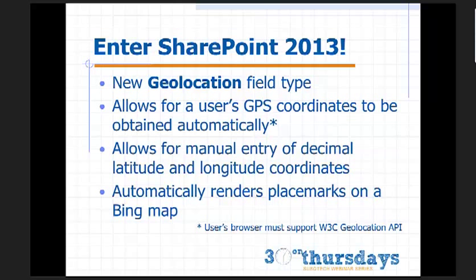So if your web browser supports the W3C geolocation APIs, you can actually allow your current location to be shared, and that information can automatically be populated into a geolocation field. At the same time, you still retain the ability to manually enter latitude and longitude values as numeric decimal numbers. And what's really cool about this field type is that it automatically renders these locations on a Bing map. So no more custom development is needed to handle the whole mapping layer.